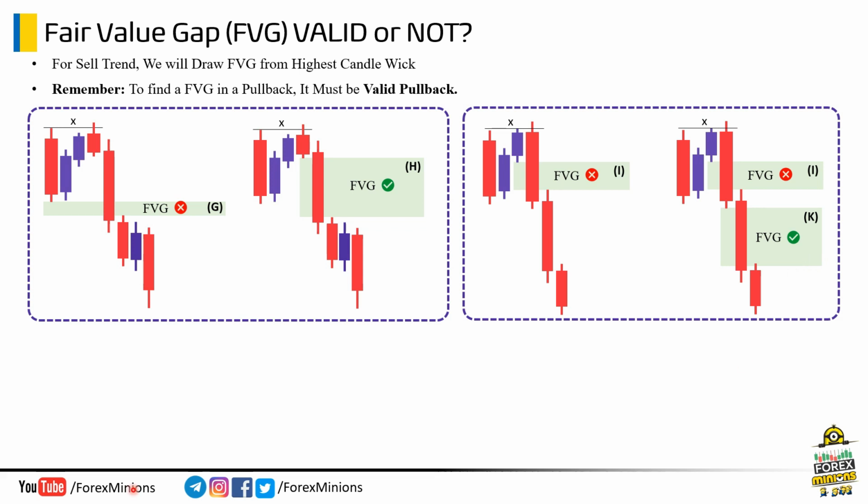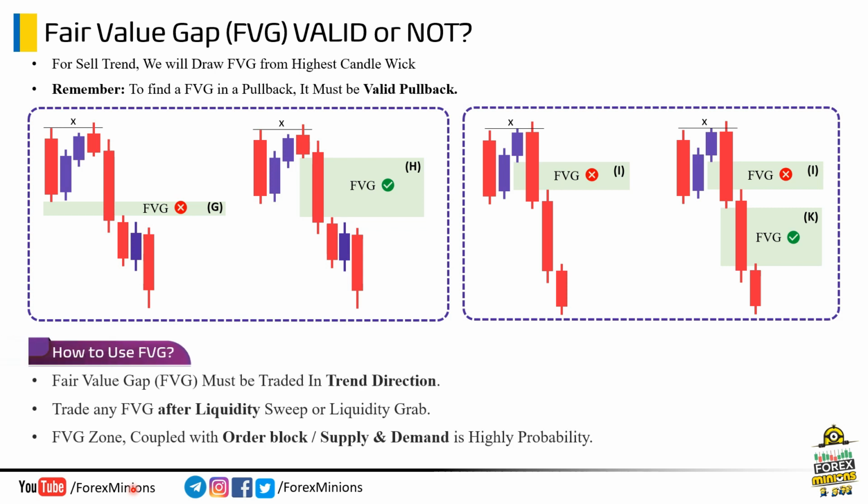I hope these rules are much clear now and you are able to mark a valid fair value gap zone. Now finally, a question comes to mind: how can we trade a valid fair value gap zone? Well, the first most important thing is, a fair value gap must be traded in the trend direction. Always trade any FVG after a liquidity sweep or liquidity grab. And finally, a fair value gap zone coupled with an order block or supply and demand is highly probable.